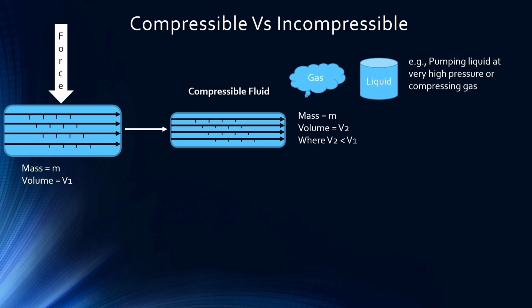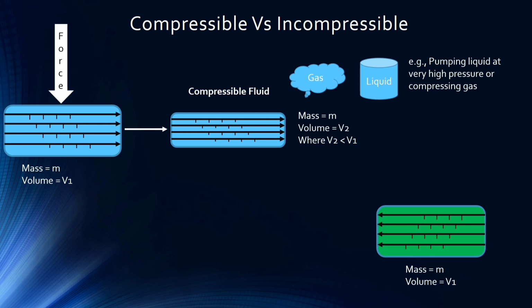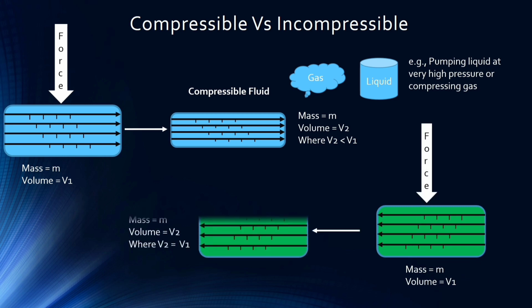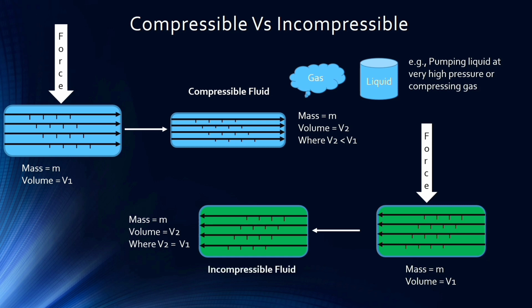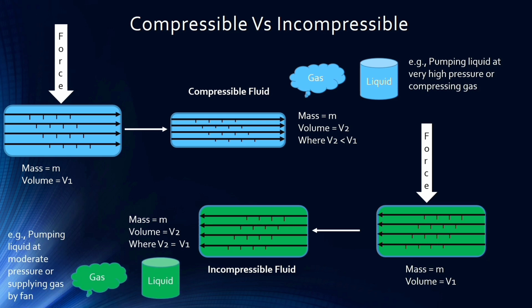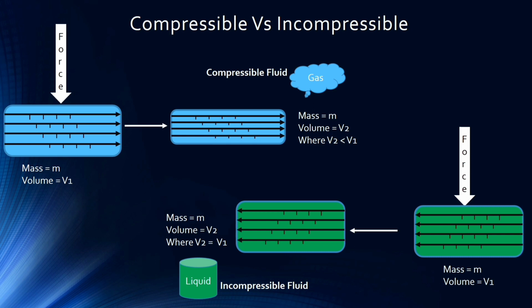Again, let us have a fluid of mass m and volume v1. It experiences a force such that volume remains constant. In such circumstances, the fluid will be termed as incompressible fluid. Both liquid and gases exhibit this behavior. Liquids in case of low to moderate pressure applications, and gas during passing through a fan, like in our home. But generally, gases exhibit compressible fluid behavior and liquids incompressible fluid behavior.